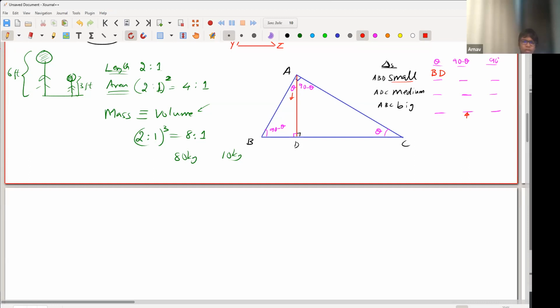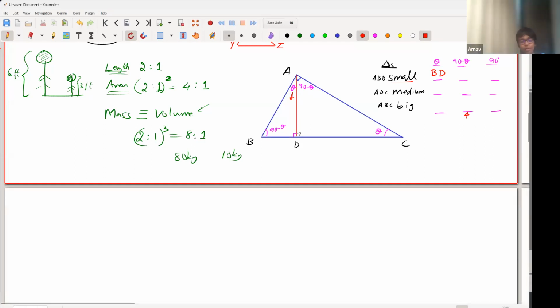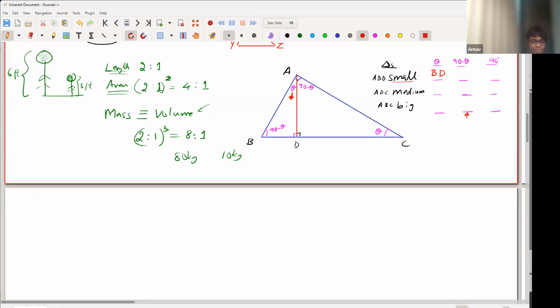One second, I have a doubt. For ABD small, for theta, shouldn't it be AD, not BD? No, theta is upper, no? For the triangle ABD, theta is, sorry, I was looking at the medium and thinking about the small. My bad.